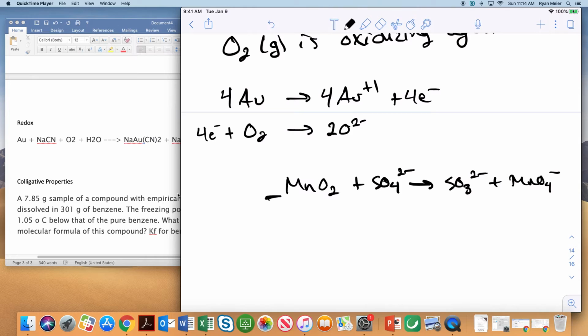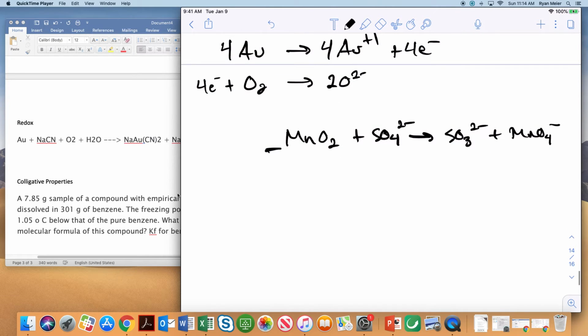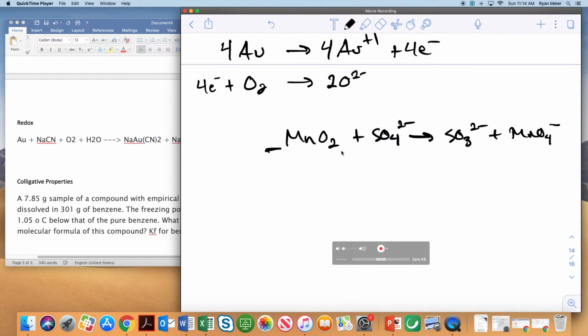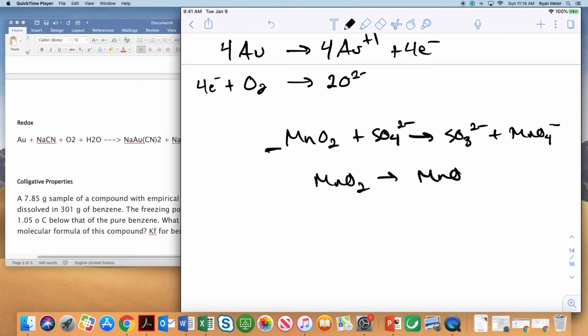To show balancing redox, just as a review, let's look at another example. This is a more traditional one, and it's a lot easier to break apart. I'll have MnO2 going to MnO4 minus, and SO4 2 minus going to SO3 2 minus.